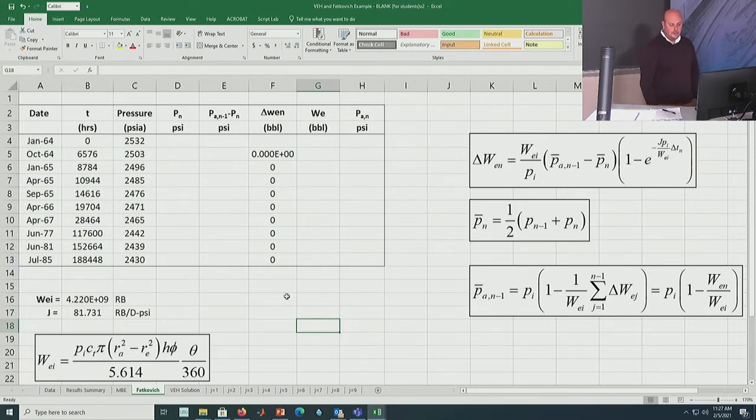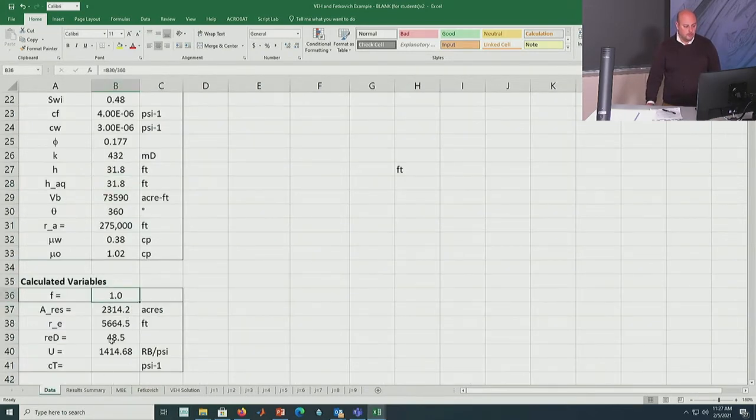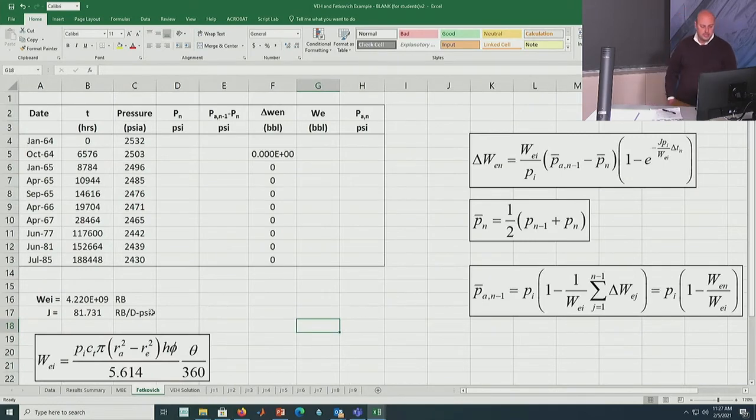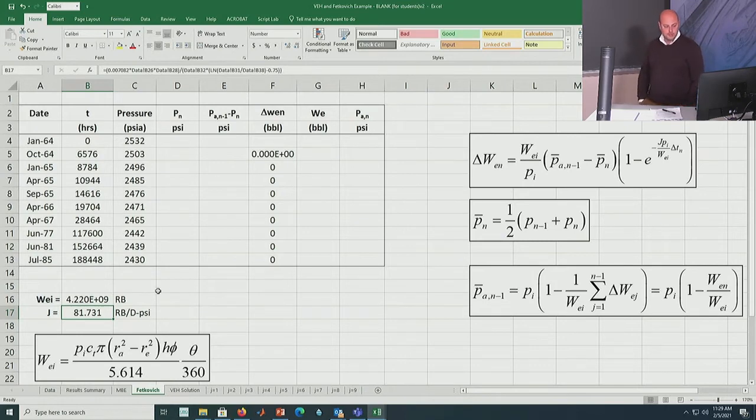If you're getting a little bit different answer, or a lot different answer, then maybe some things in your data were wrong, especially the calculated variables. So maybe double check that. I'll give you 60 seconds to fix that, and if you can't, then for now you could just plug in these numbers in these two cells and it'll suffice. Again, here's what I get for WEI, 4.220 e to the 9th, and J is equal to 81.731. If you absolutely have to, I suppose you could just type those in, although that's not ideal, and I encourage you to go back and fix that.